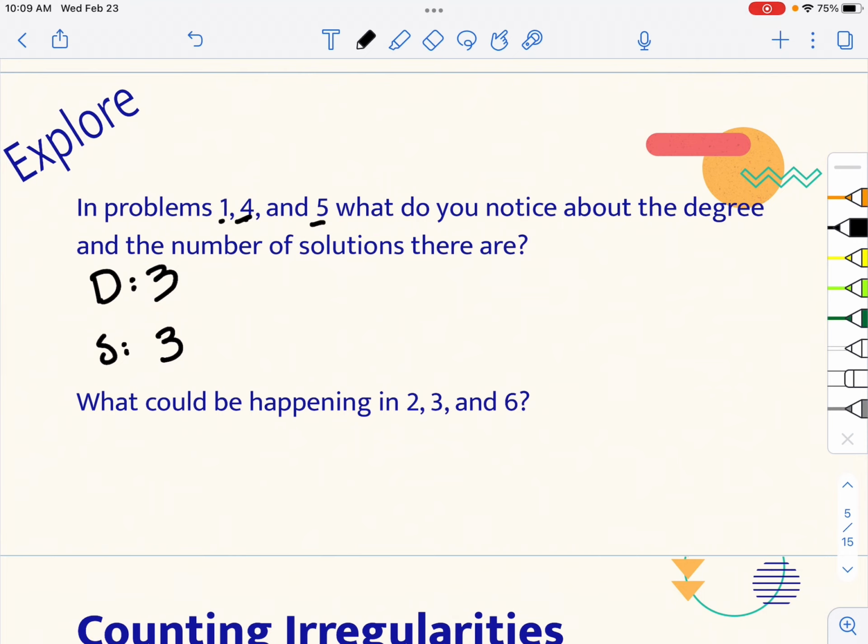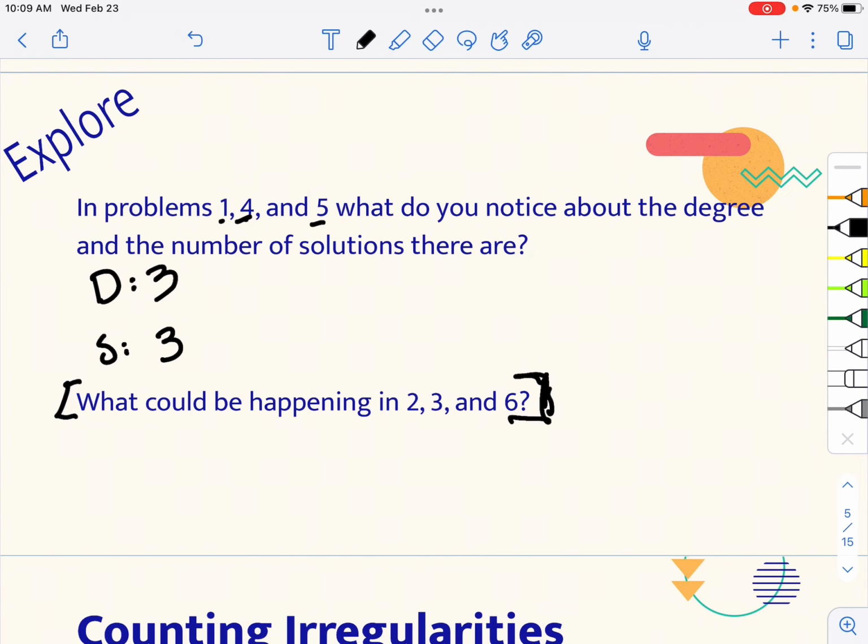And then I asked this question right here. I said, all right, in 1, 4, and 5, the degree matches the solutions. Why doesn't it match in 2, 3, and 6? And one of you guys said that, hey, maybe in 2, 3, and 6 we have imaginary solutions, so that's why the degree doesn't match. And that was right on.